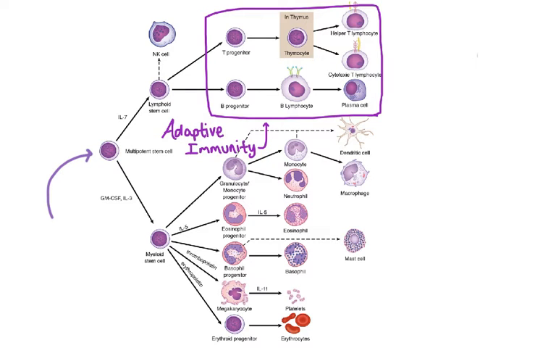I have this little box that's the adaptive immunity. So these cells called B cells and T cells, we're going to talk about them in just a minute. This precursor cell here can become those.